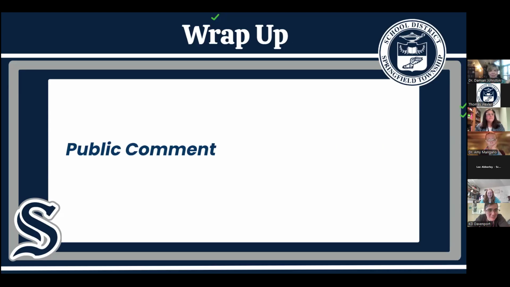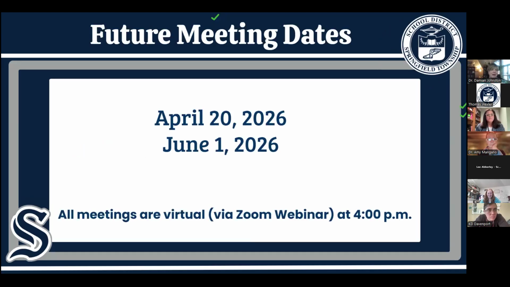I would invite public comment, but at this time, I don't believe anyone has stayed with us through the time of our meeting. And so having none, a reminder that we will see you again for this team on April the 20th. And then our final meeting scheduled for the year is June 1st. Is there anything else before we adjourn?